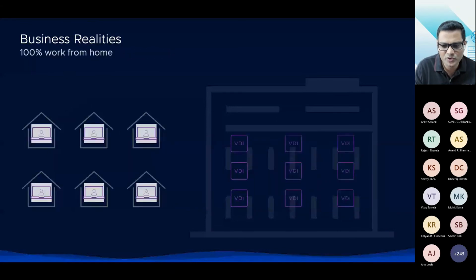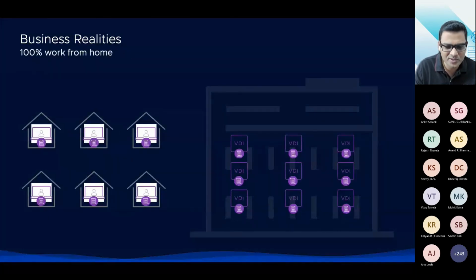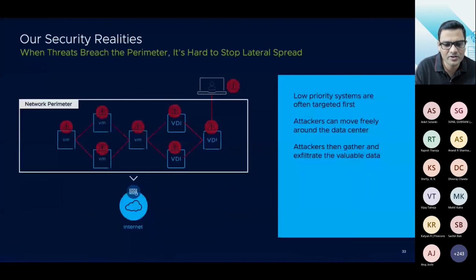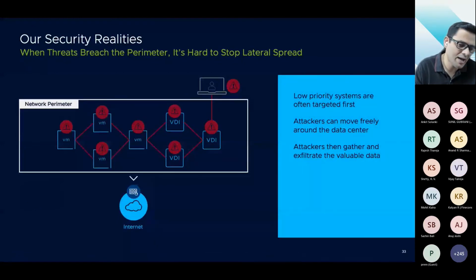But very soon, what we saw was most of the users, or 100% of the users, started working from home. And all of these users, from a security perspective, got access to the VDIs, which were sitting inside your data center after your perimeter firewall. And that's how they were accessing your applications.